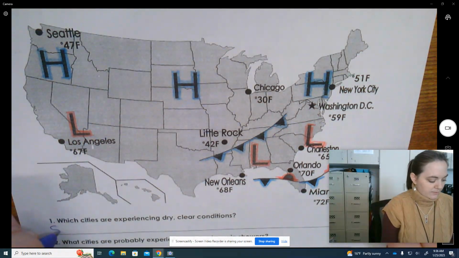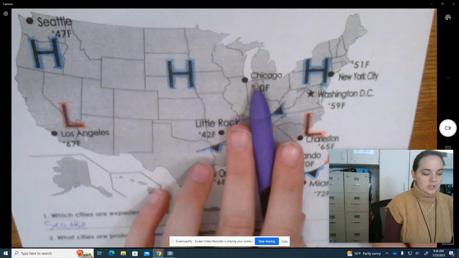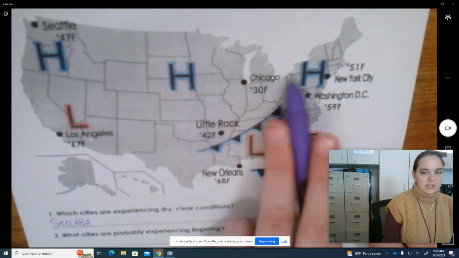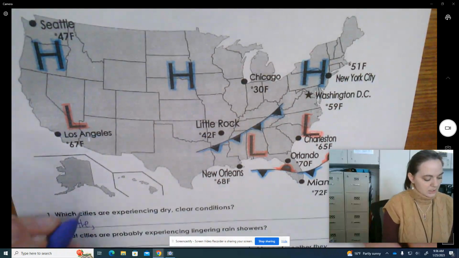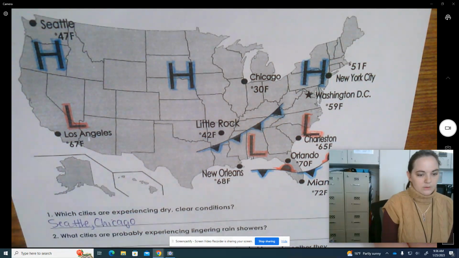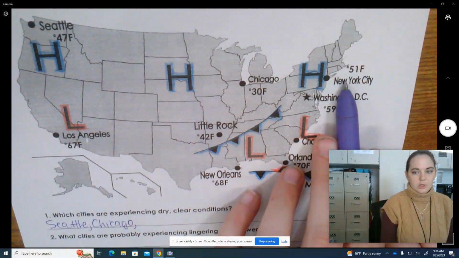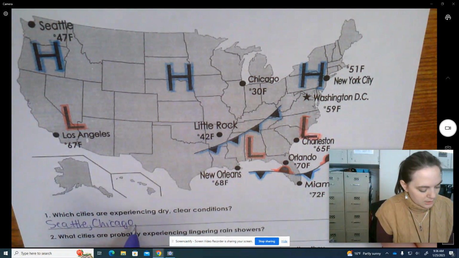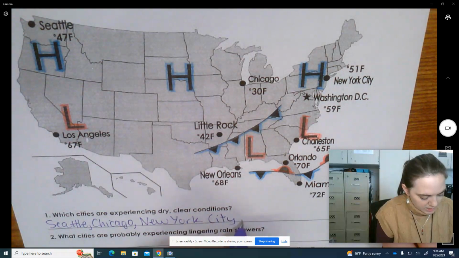So we have Seattle up here. And if we look down here, Chicago is kind of in between. It's in that high pressure section. So we're going to put Chicago. We're also going to put over here by this H, we have New York City and Washington, D.C. So I'm going to put New York and Washington, D.C.